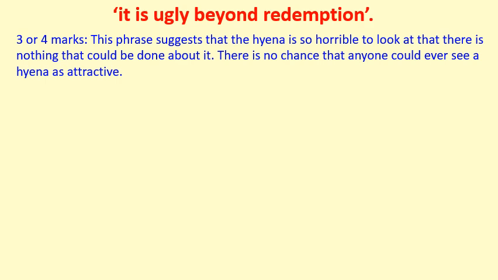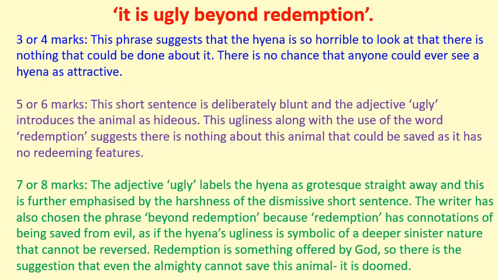Okay, so if we take one of the quotations there, I've just written examples that link to the bands. Okay, so it's ugly beyond redemption. At band 2, somebody might say this phrase suggests it's so horrible to look at, nothing can be done about it, there's no chance anybody could see it as attractive. Okay, basically that one in blue is tell me what the quotation means with a little bit of inference. The next band: the short sentence is blunt, and the adjective ugly introduces it as hideous. Ugliness, along with the use of redemption, suggests that there's nothing that can be saved. It has no redeeming features.